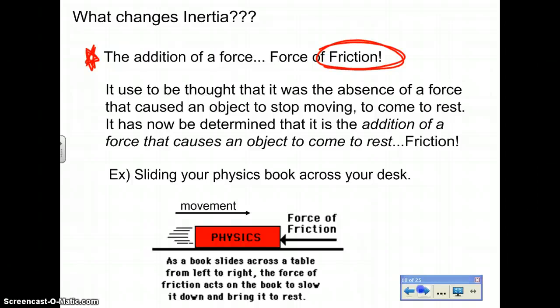Okay, so you're sliding your physics textbook across your desk. It comes to rest, right? Because of your coefficient of friction, which we'll get to. Each surface, tile, carpet, whatever, has a different coefficient of friction to it. It's telling you how friction-full or frictionless a surface is. So like your desk has some friction on it. So as you slide that book and you let go of it, it's going to eat up the applied force, therefore causing the object to come to rest.